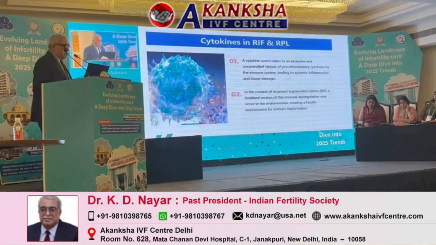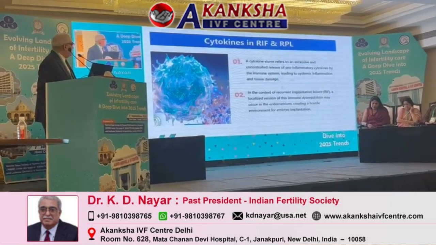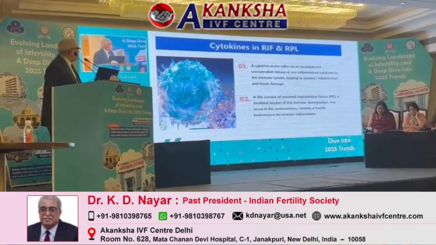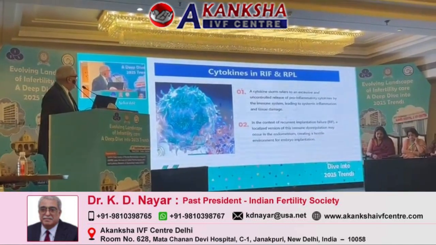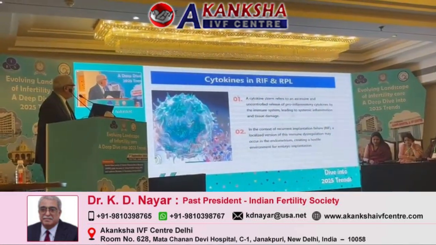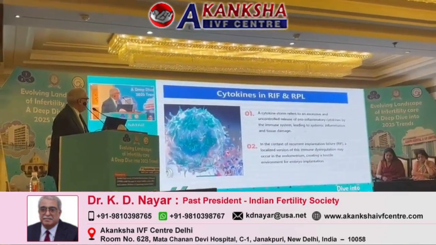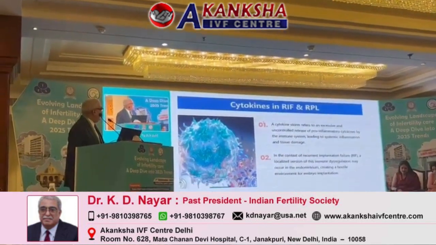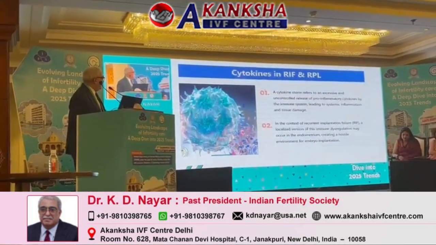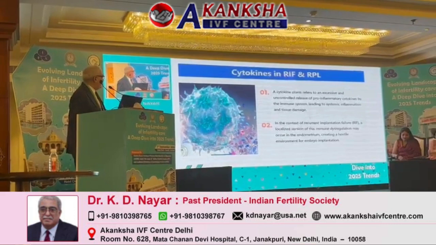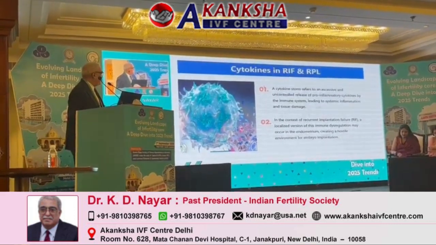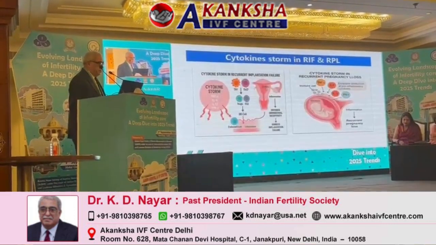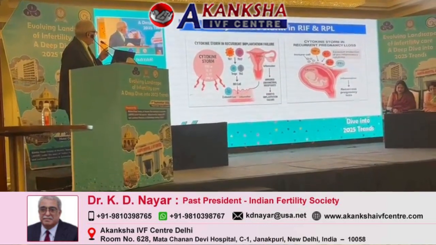Cytokines in recurrent implantation failure and recurrent pregnancy loss. The cytokine storm can happen with excessive and uncontrolled release of pro-inflammatory cytokines by the immune system, leading to systemic inflammation and tissue damage. In the context of recurrent implantation failure, a localized version of this immune dysregulation can also occur. This is what is happening on the left side.